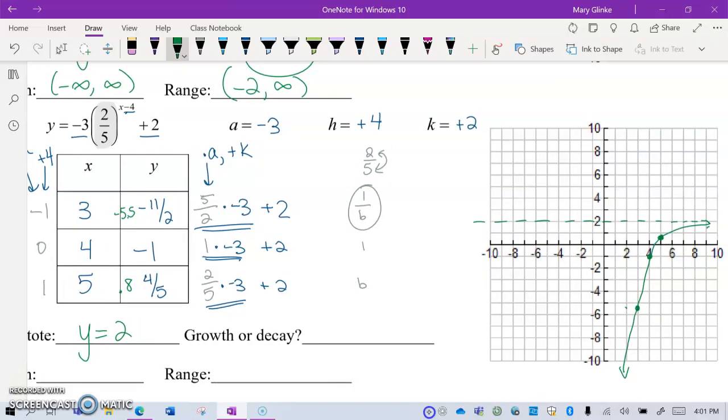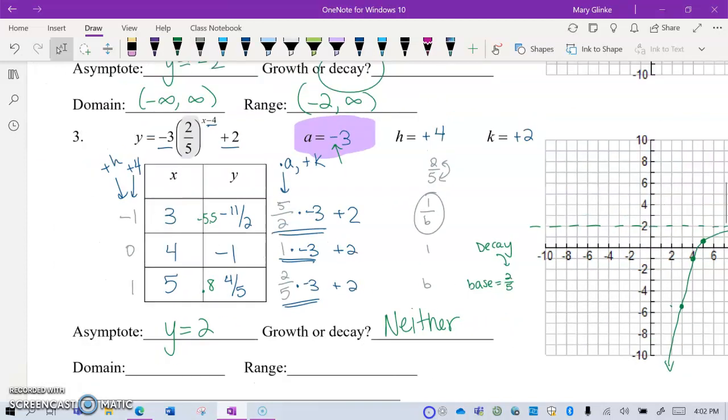The weird part about this is my base here was 2/5. Because it's a fraction less than 1, I would have said decay. But if you look at your graph, it's actually going up from left to right. So it's not decreasing, it's going up. There's a contradiction there. What happens here is if your a value is negative, which it is in this case, we had a -3, you get a contradiction between your graph and what your equation says. So you're going to write neither growth nor decay when that happens. Anytime your a value is negative, you're going to write neither growth nor decay.